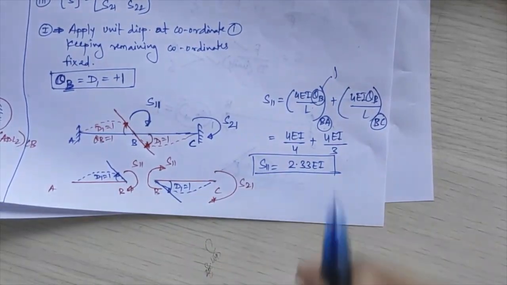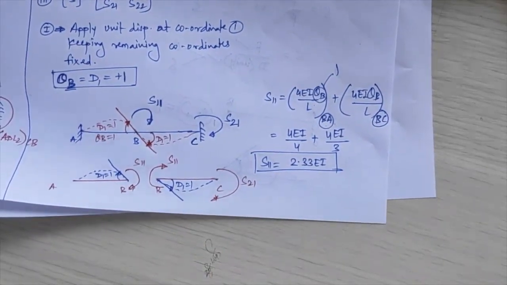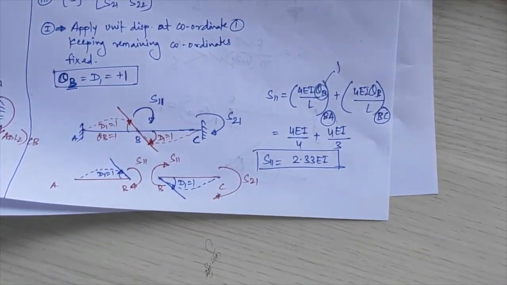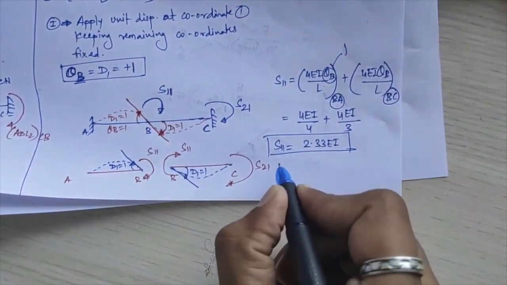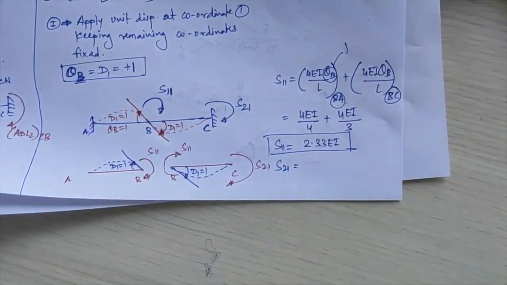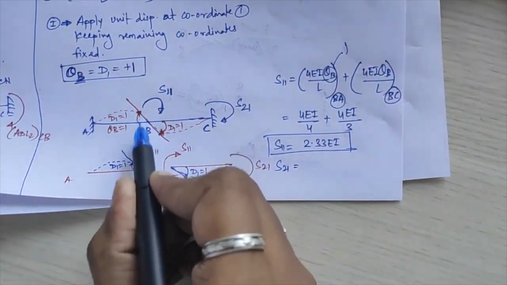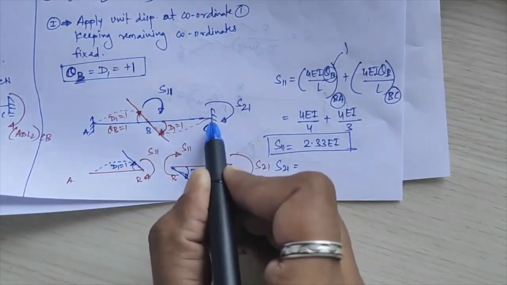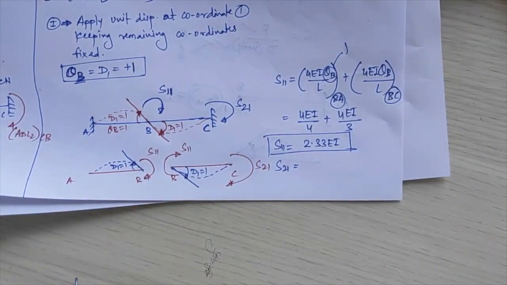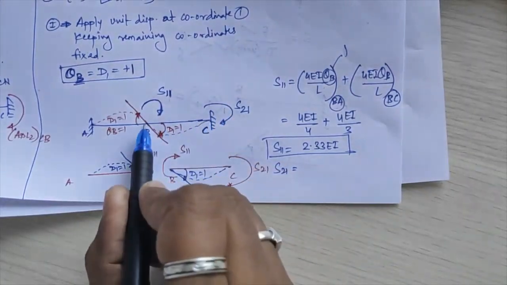So if I calculate that value, I am getting S of 11 equal to 2.33. Right, now I'll see for the value of S of 21. Here you are applying unit displacement. As compared to this unit displacement, this point C will be our far end over there. But that is subjected to only one member, that is CB.